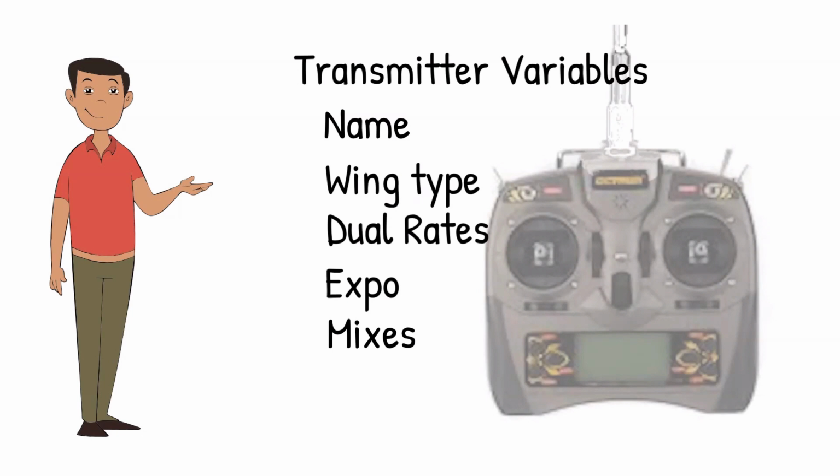You might also find it necessary to mix in either up or down elevator when lowering the flaps. You'll find that mix either in the Mix menu or in the Flap menu. There will also be some general settings you'll need to define. These will include things like timer settings, screen brightness, and other things that don't require the airplane to be connected.